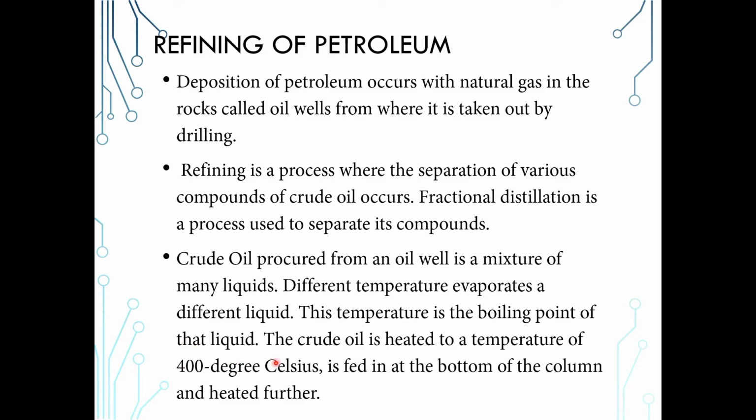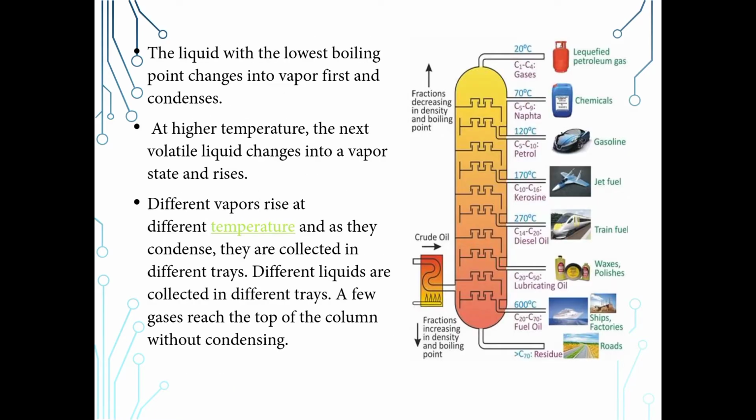The crude oil is heated to a temperature of nearly 400 degrees Celsius and fed at the bottom of the column and further heated. The liquid with the lowest boiling point changes into vapor first and then condenses. First, the crude oil will be let to pass here in this direction.